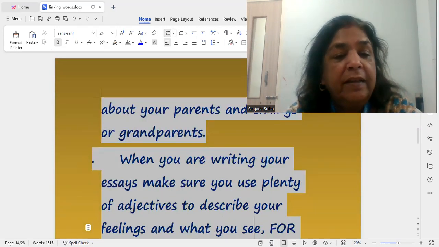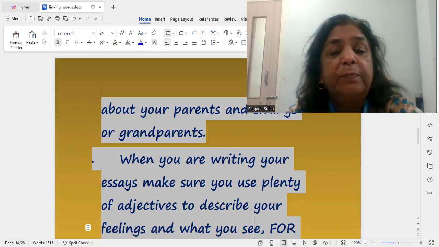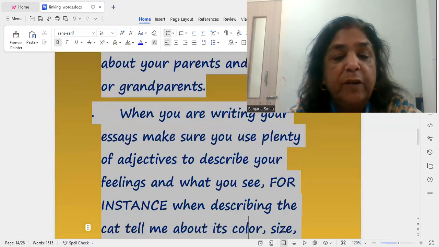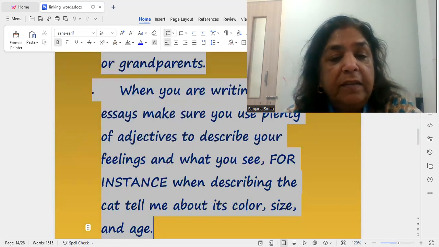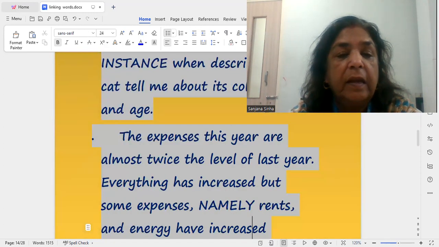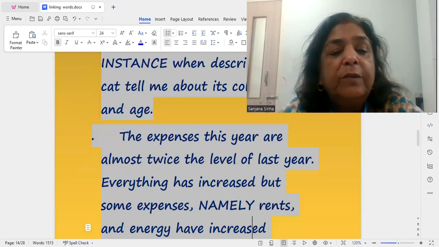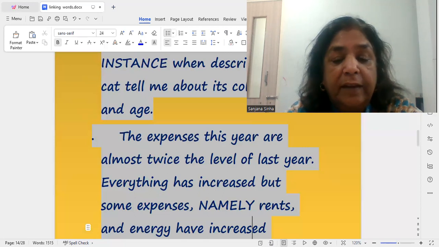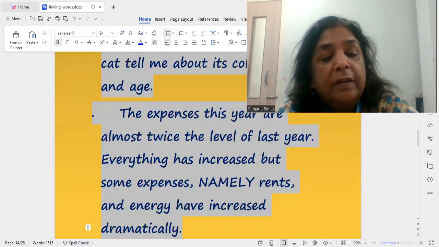When you are writing your essays, make sure you use plenty of adjectives to describe your feelings and what you see. For instance, when describing the cat, tell me about its color, size, and age. The expenses this year are almost twice the level of last year. Everything has increased by some expenses, namely rents and energy have crossed dramatically.